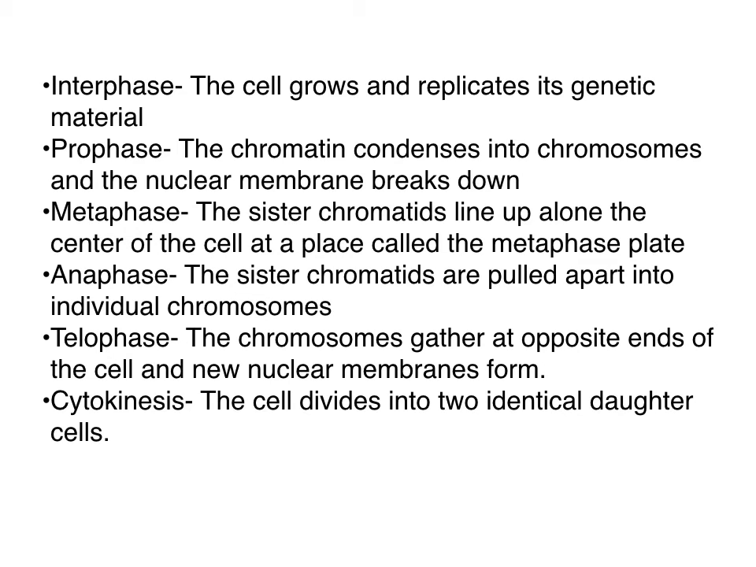Prophase, the chromatin condenses into chromosomes and the nuclear membrane breaks down. Metaphase, the sister chromatids line up along the cell at a place called the metaphase plate. Anaphase, the sister chromatids are pulled apart into individual chromosomes. Telophase, the chromosomes gather at opposite ends of the cell and new nuclear membranes form. And cytokinesis, the cell divides into two identical daughter cells.